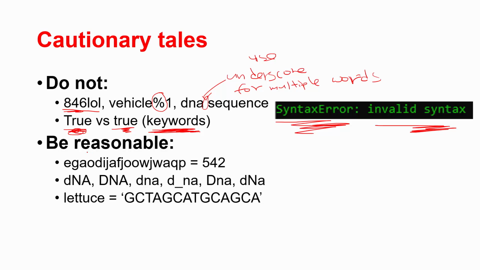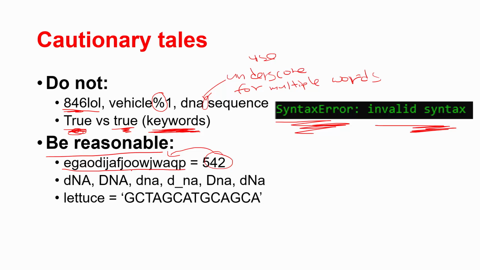And the other thing to be aware of, or just remember, is to be reasonable when you're naming your variables. So you could, for example, name a variable like this, and you just want to put the integer 542 into it. Okay, this is okay. It doesn't break any rules, but come on, this is really obnoxious, and there's no meaning behind this.